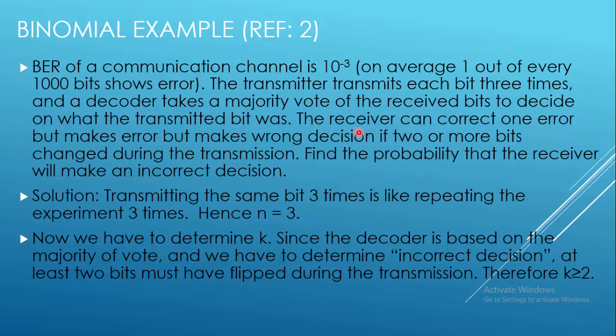The receiver can correct one error but makes a wrong decision if 2 or more bits change during the transmission. So what we have to do, we have to find the probability that the receiver will make an incorrect decision. Transmitting the same bit 3 times is like repeating the experiment 3 times. Hence n is equal to 3.